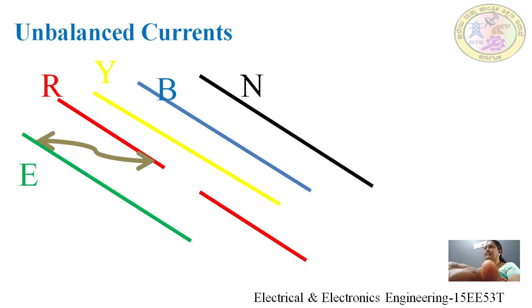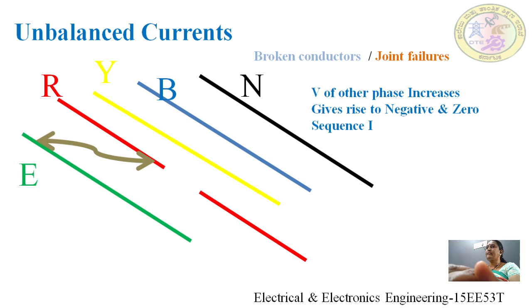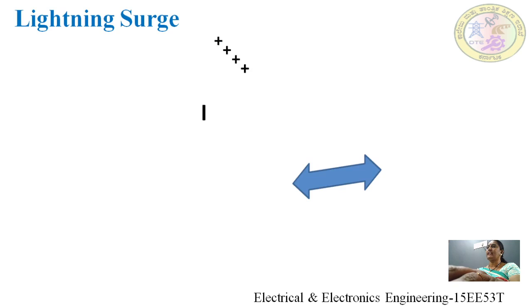During that condition, the R phase touches the earth. This may be due to a broken conductor or a joint failure. During this condition, the other phase voltage increases, which gives rise to a negative or zero sequence current.